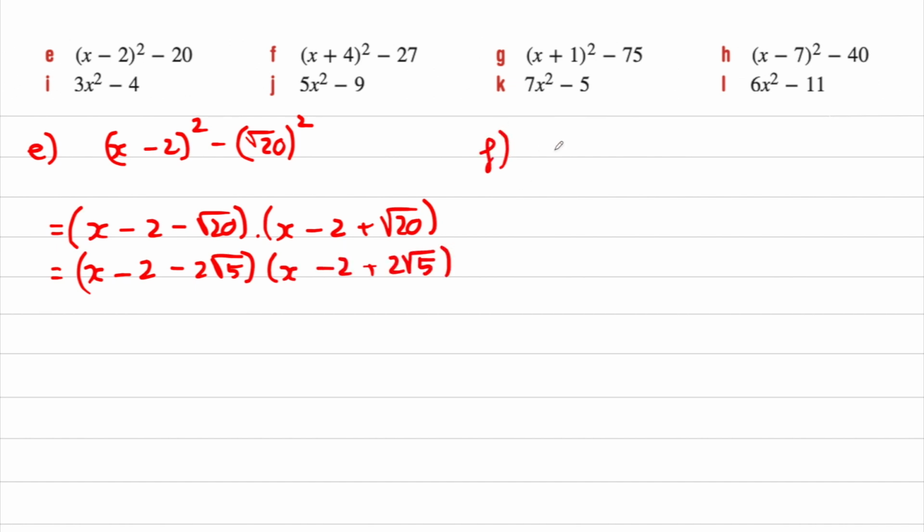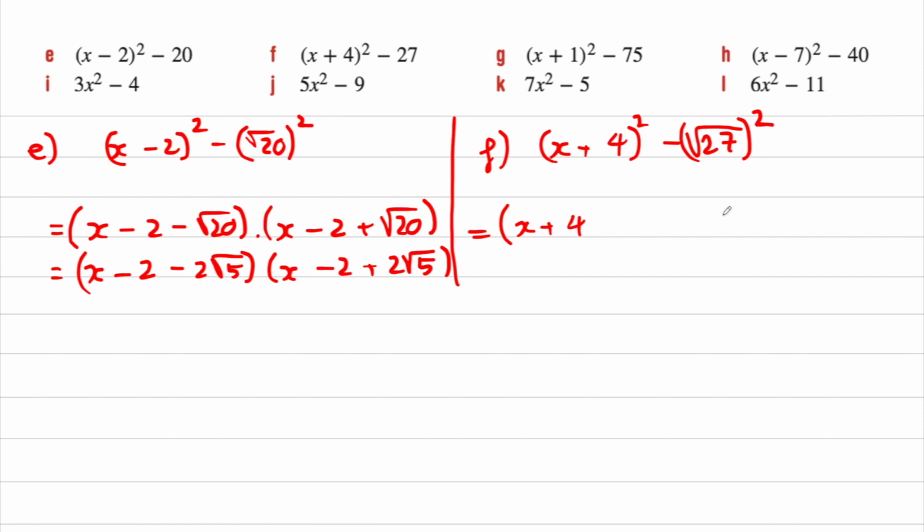Question F: h plus 4 squared minus 27 squared. The difference of squares formula will be applied for this one, but I have a little problem with square root 27. 27 is 9 times 3, so this one will be minus 3 square root 3, and the next one will be plus 3 square root 3.